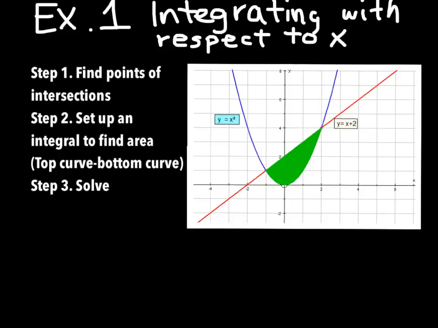Step 1. If you aren't given the points of intersections, you have to solve for them by putting both equations in terms of x and setting them equal. The x values you solve for will be the bounds. Step 2. Set up the integral using the bounds from the previous step and subtract the bottom curve from the top curve. Step 3. Solve the integral by either using a calculator or solving analytically.